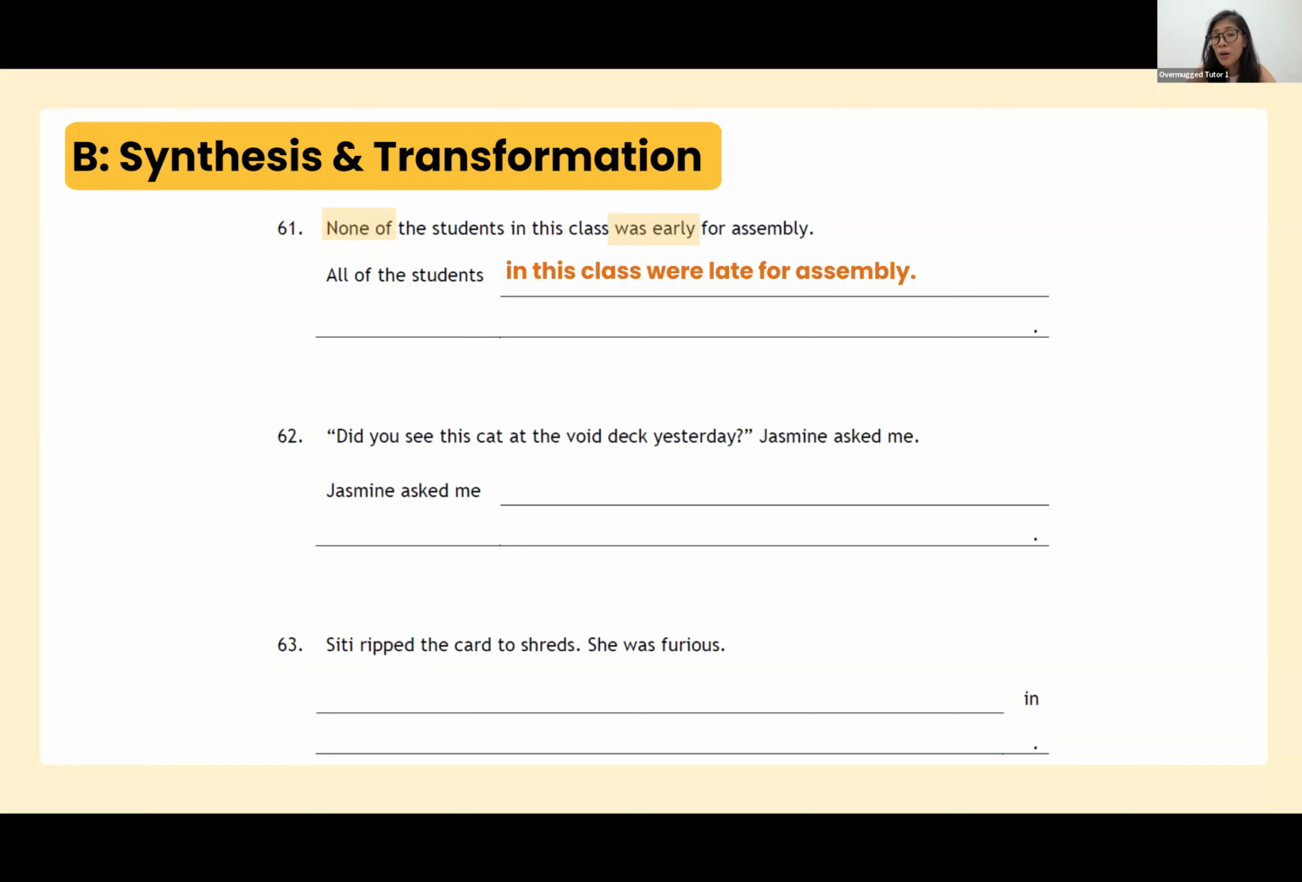A common pitfall would be to write all of the students in this class was late. In that case, you would have a subject-verb agreement error. It has to be were because all is plural.